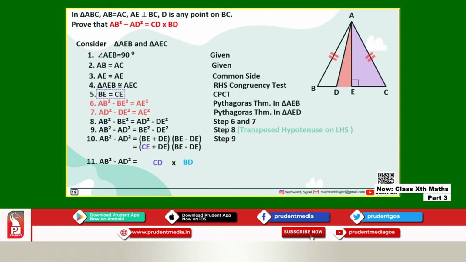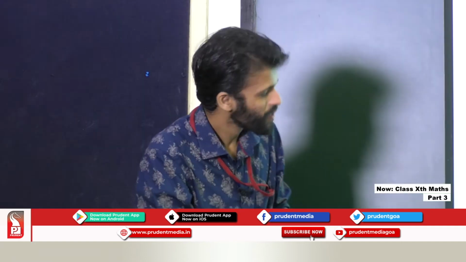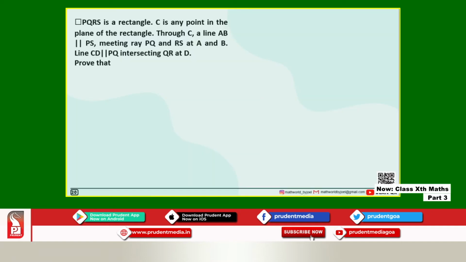Let's go ahead to the next proof. PQRS is a rectangle. C is any point in the plane of the rectangle. Through C, a line AB is parallel to PS, meeting rays PQ and RS at A and B. Line CD is parallel to PQ, intersecting QR at D. Prove this. There is so much information, and again, without a figure, it's very difficult to understand.